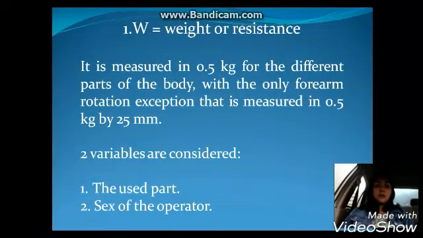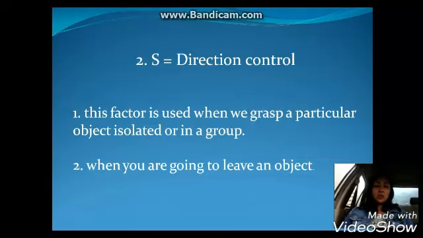Hello, my name is Iliana Lisbeth Hernández Salas. 1. W. Weight or resistance. It is measured in 0.5 kilograms for the different parts of the body, with the only exception of forearm rotation, which is measured in 0.5 kilograms by 25 millimeters. 2 variables are considered: 1. The part used. 2. Sex of the operator.